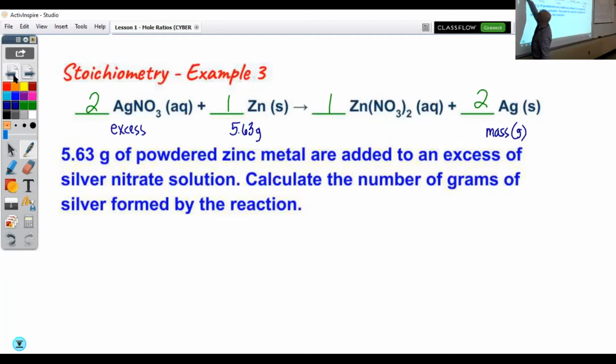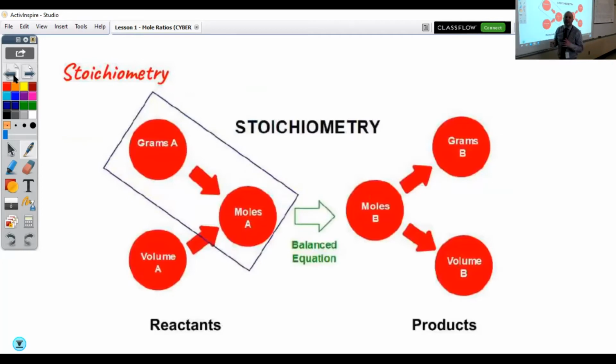So now if we go back and look at our math, if I'm starting with grams, that means I'm starting back here. So I have to make 1 conversion to go from grams to moles. I have to make a second conversion here to go from moles of zinc into our product. And then finally a third conversion to go from moles of that product back into grams.